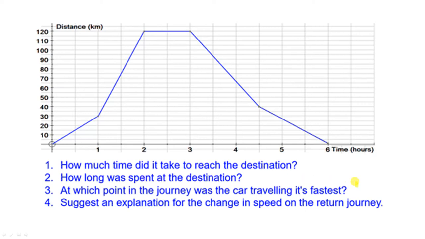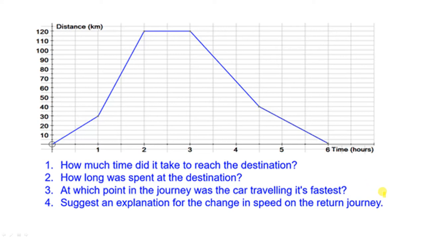At which point in the journey was the car travelling its fastest? Now this is a very, very good question. It's to do with speed, if you like. So you have to take into account the distance travelled and also the time that it took. So we've got 4 sections. There's 1 straight line, 2 straight lines, that's when the car is travelling, 3 straight lines and 4 straight lines. So you have to work out which of those 4 straight lines was the car travelling the fastest.